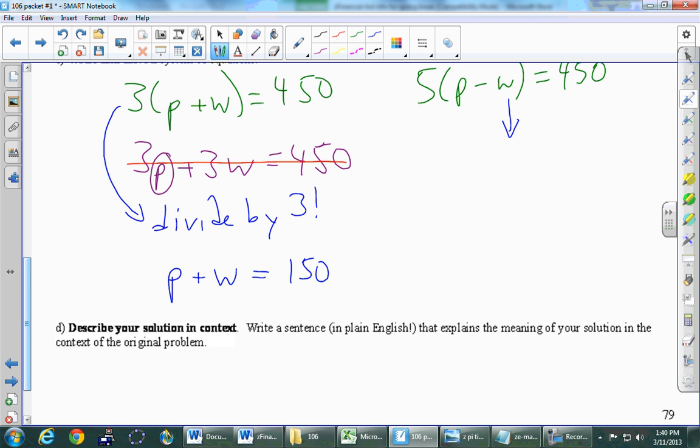What's the right number? Or what should we divide by? Divide by 5. So we just get P minus W equals 90. These two equations are way easier to solve than the first two equations.